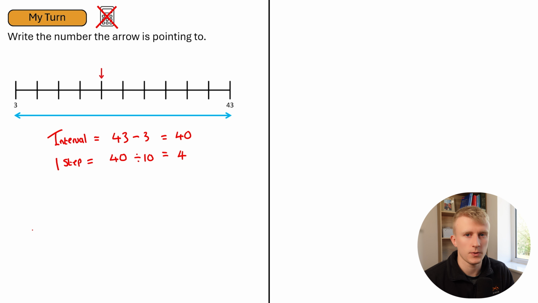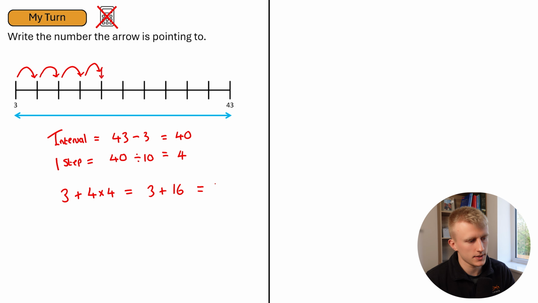The other way we can do the question a little bit more efficiently is just count how many steps we've added to 3. So that's 1 step, 2 steps, 3 steps, and 4 steps. So we can start at 3 and add on 4 equal steps. So we'll start at 3 and we'll add on 4 lots of our steps, which is 4 lots of 4. We'll do our 4 multiplied by 4 first because of our order of operations. And then we'll do 3 add 16, which gives us 19.